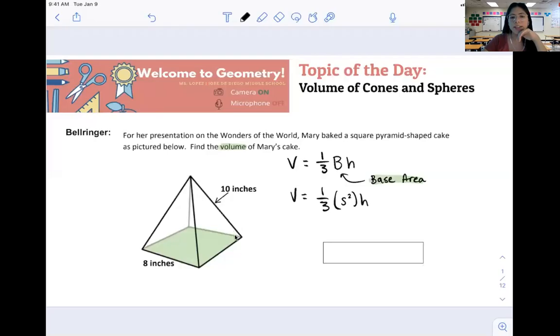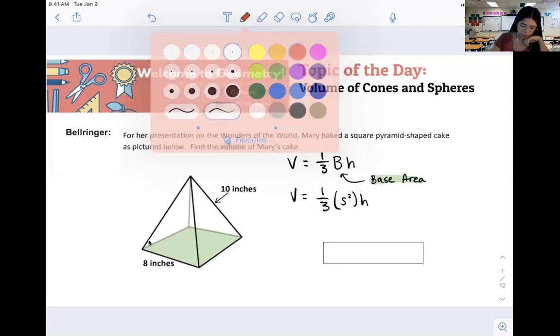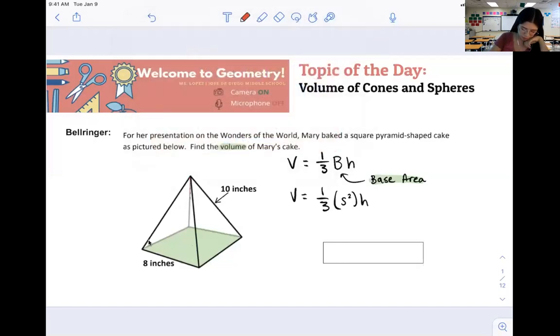What exactly is this 10 referring to? Good. Now, the height of something always has to make what type of angle with the base? It's got to be a 90-degree angle, a right angle. So the height would be this distance.